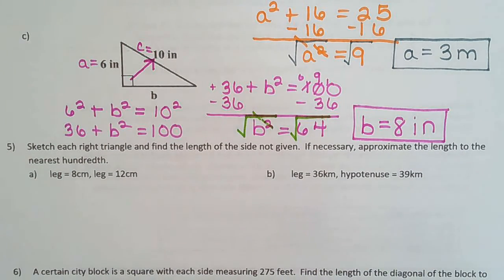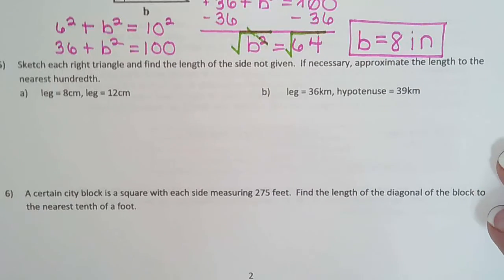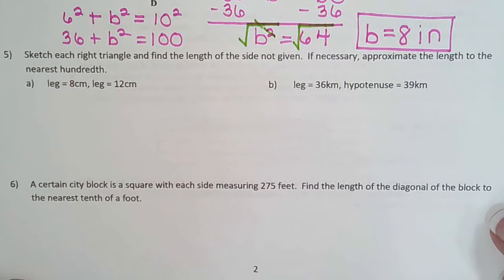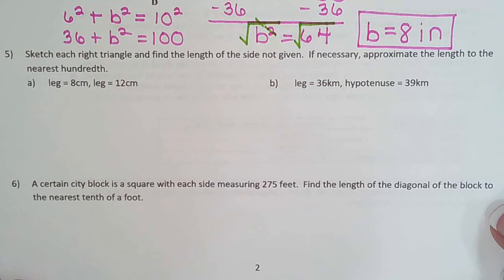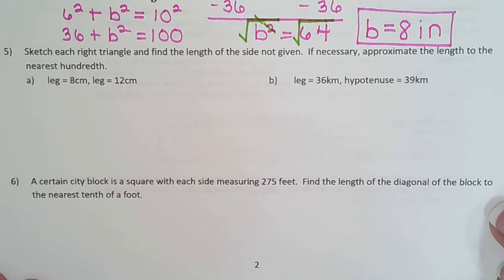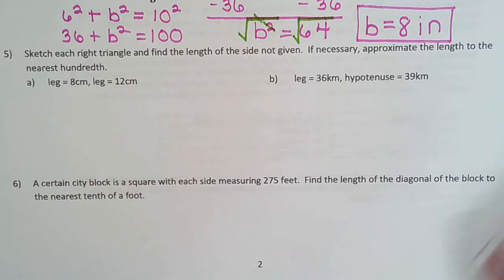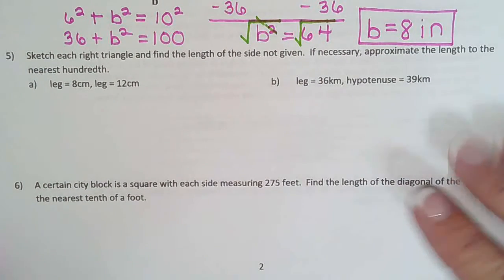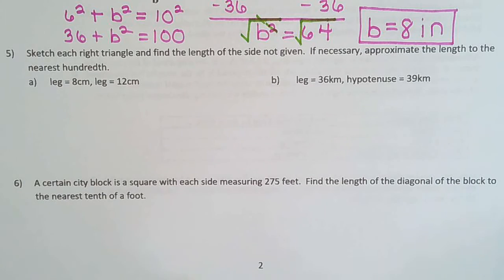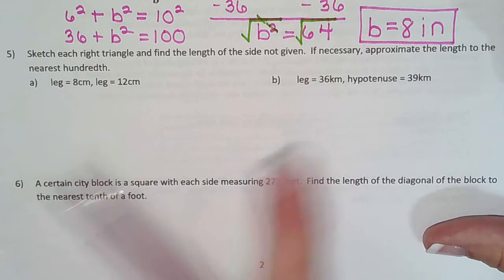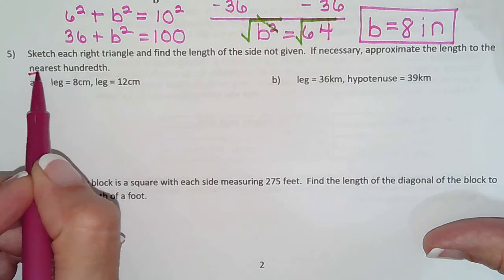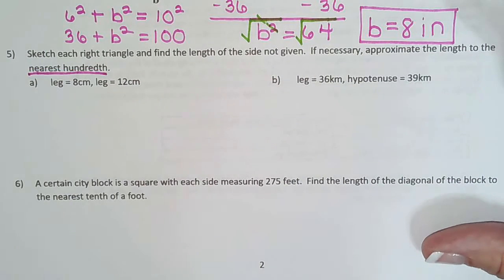Okay, the next 3 we have to draw our own picture for, which is usually the case. Lots of times they do Pythagorean Theorem with shadow problems, building, casting a shadow, ladder problems. So usually you do have to draw your own picture. So this is good practice and good for the vocab. So sketch the right triangle and find the length of the side not given. Approximate to the nearest hundredth if we have to.